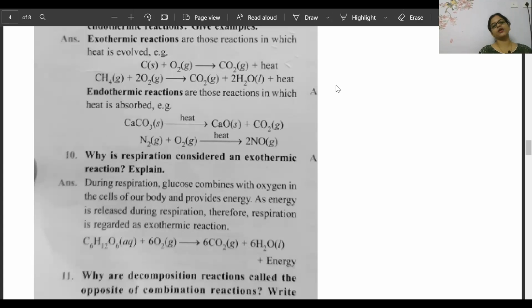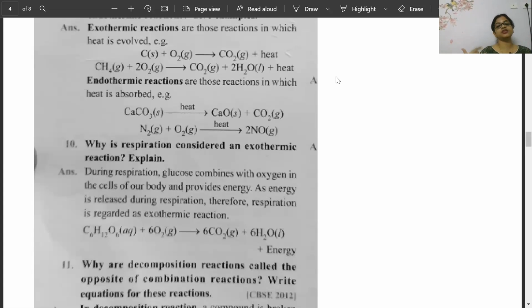Now go for the next one. Why is a decomposition reaction called the opposite of combination reaction? Write the equation. And this question came in CBSE 2012. You can see there 2012 is written. Okay. So this question already came in CBSE 2012.